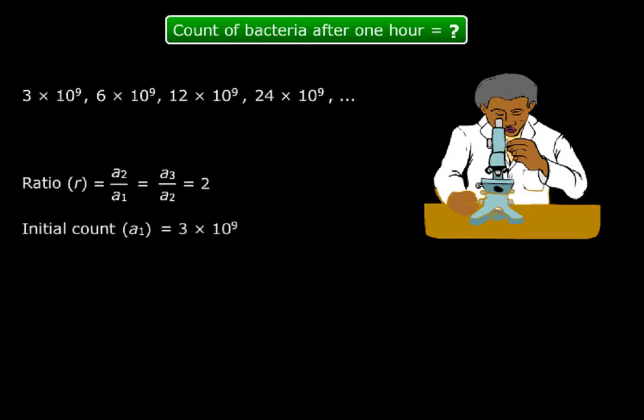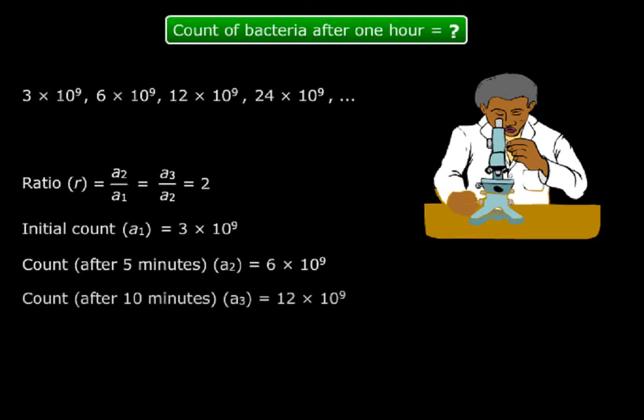Now we know the initial count of the bacteria, that's A or A1. After 5 minutes, the count was A2, that is 6 into 10 to the power 9. 10 minutes from the beginning, that is after 5 more minutes, the count was A3, that is 12 into 10 to the power 9. So which term of the GP are we talking about if we are talking about the count of the bacteria after 1 hour? That's right, we are talking about the 13th term, that is A13.